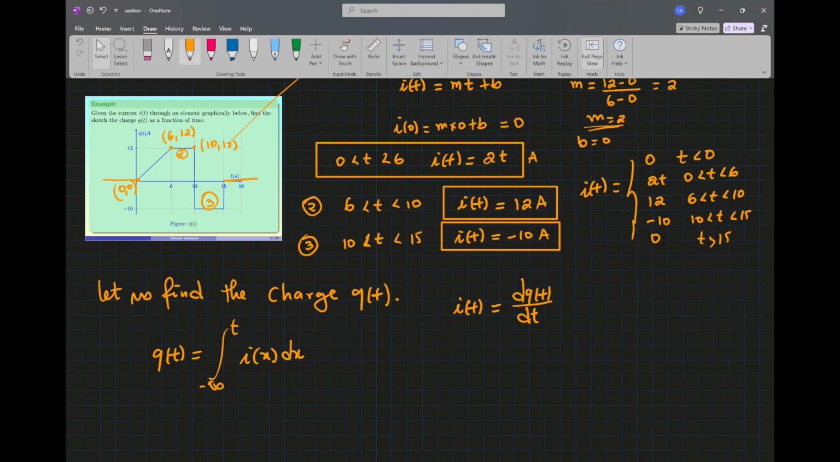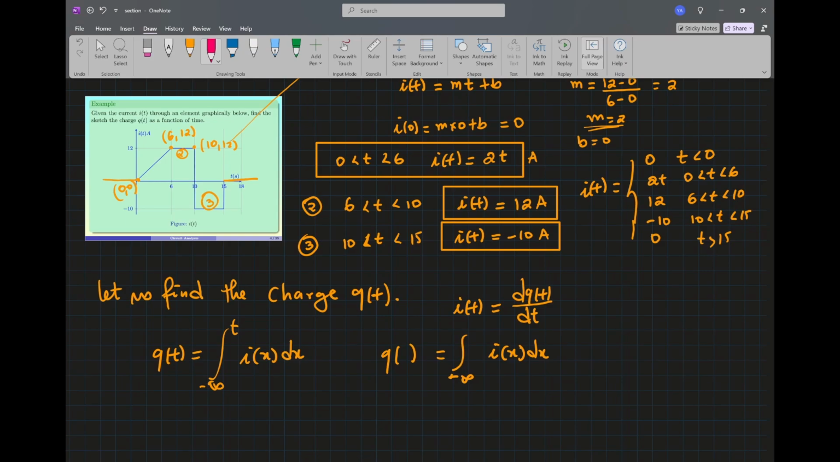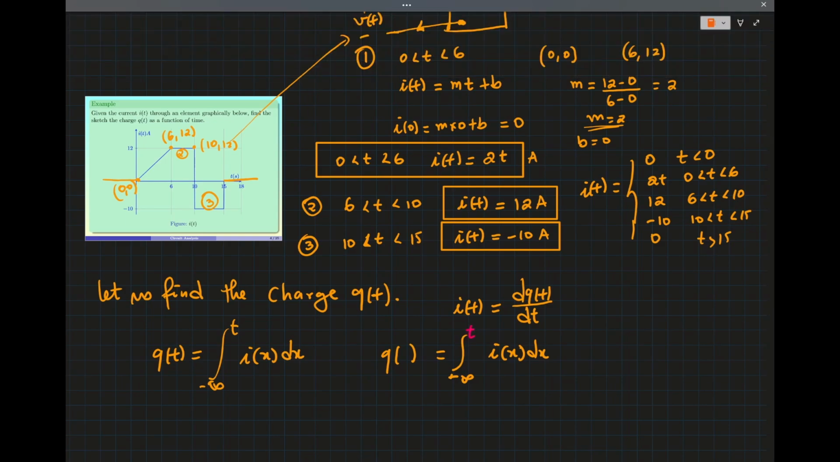I just wanted to make sure that you follow this closely. This step is very important. It's crucial for what we're going to do next. So Q, from minus infinity, I of x dx. If I plug in t0 here, then I have t0 here.